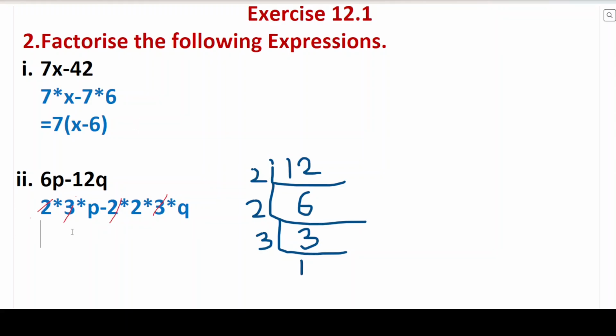So 2 into 3 is 6. You can take the 6 out from here. The answer is, if 2 and 3 are coming out, p is only left. And here 2 is common and 3 is also common, and 2q is the leftover term. So the answer is 6 into p minus 2q. The factors are 6 and p minus 2q.